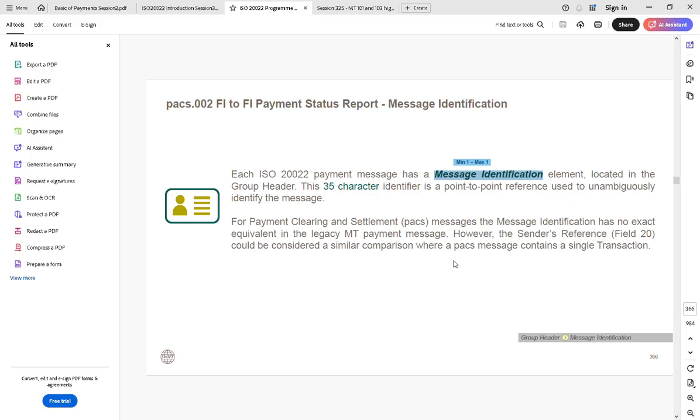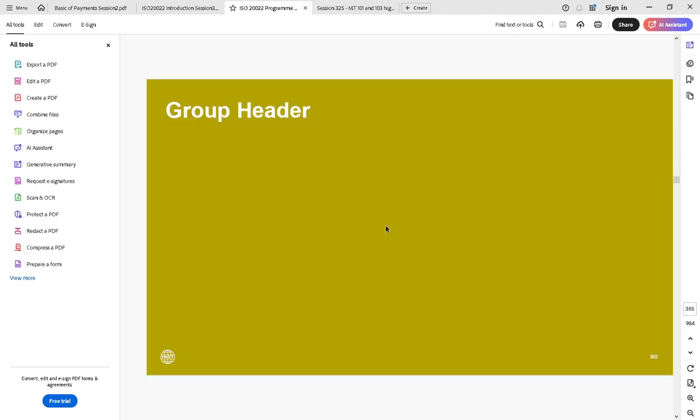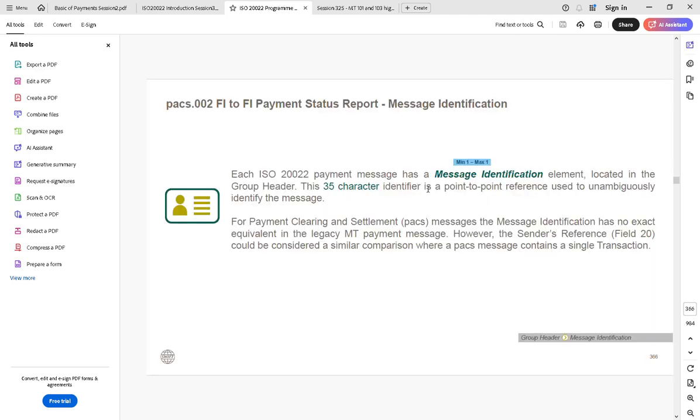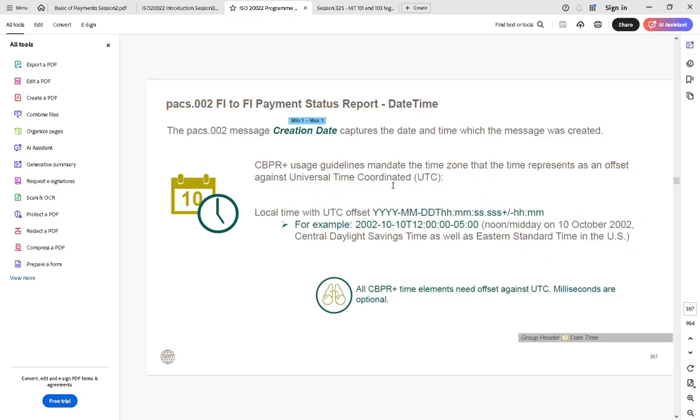Now we'll correct it like this. Under the group header, message ID. So this is the message ID under the group header. And we already know, right? We have already learned message ID many times in PACS 8, PACS 9. All of it is a fixed specification of message ID. Name, date and time, that also we are aware of.